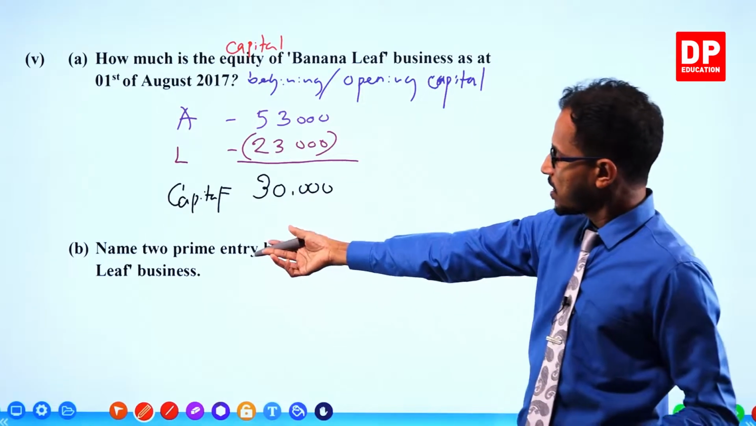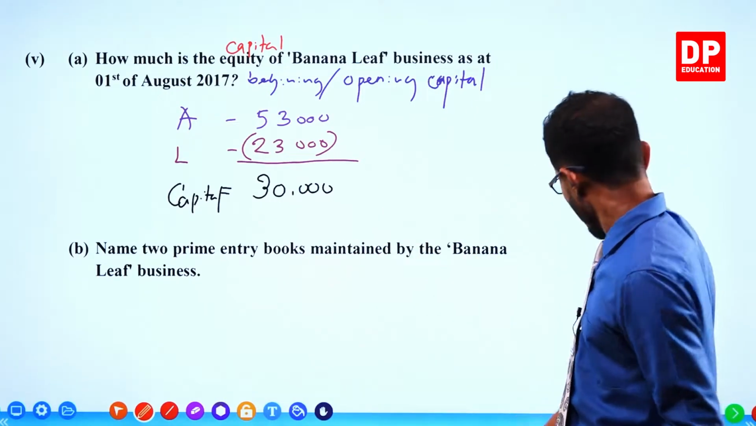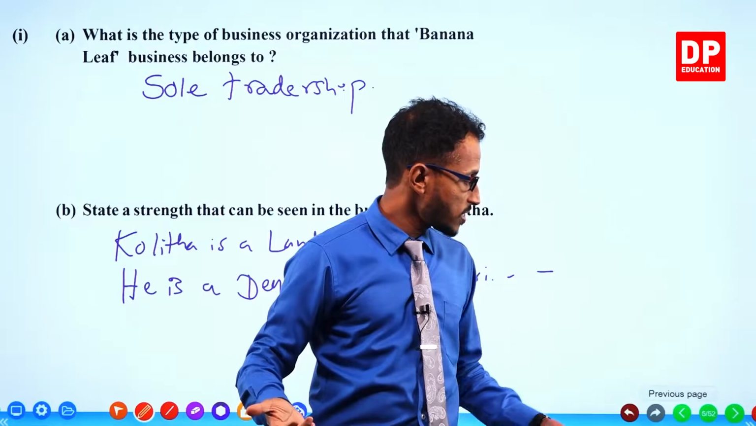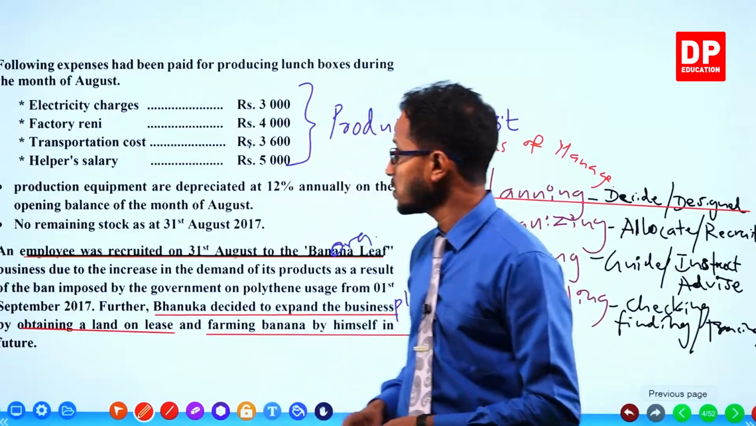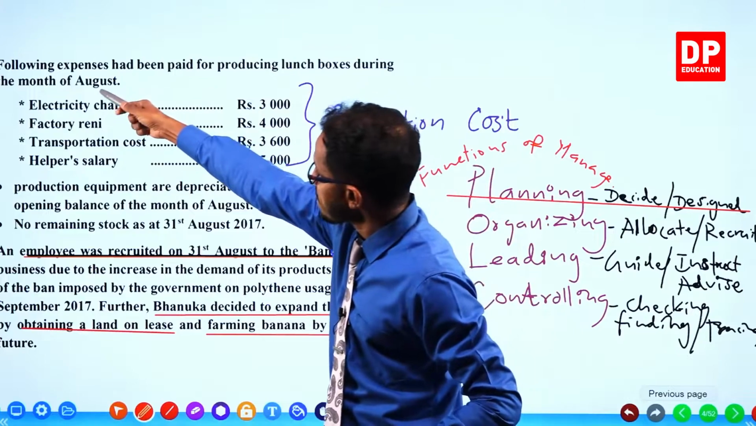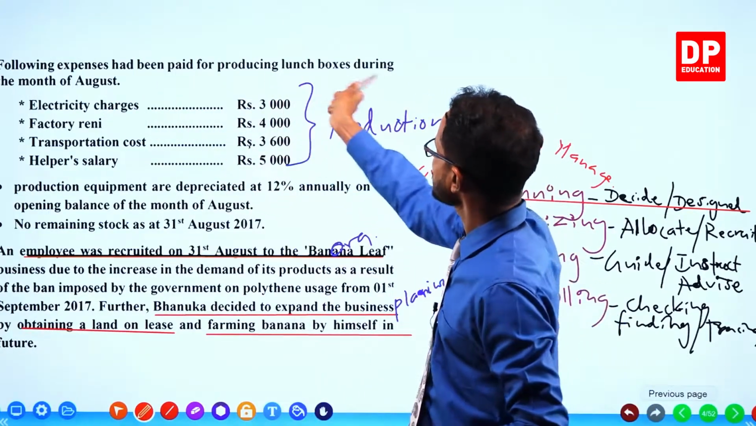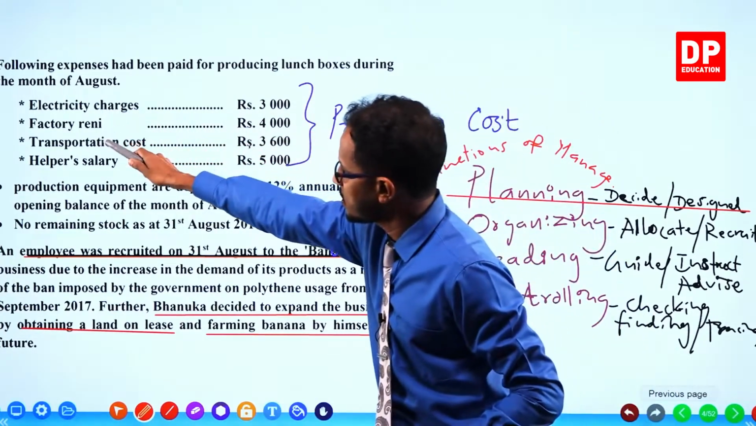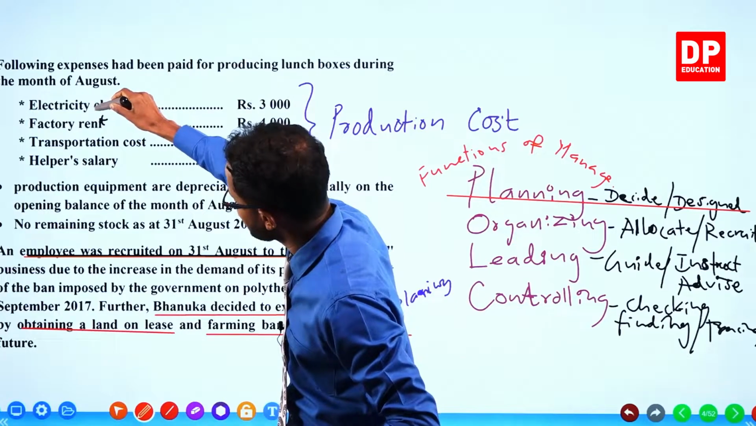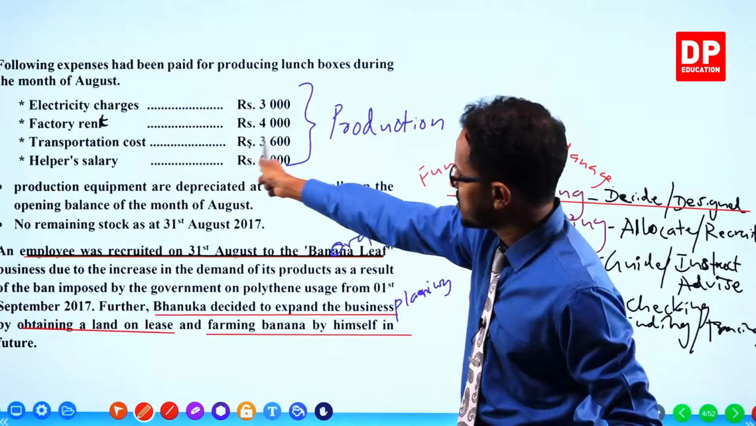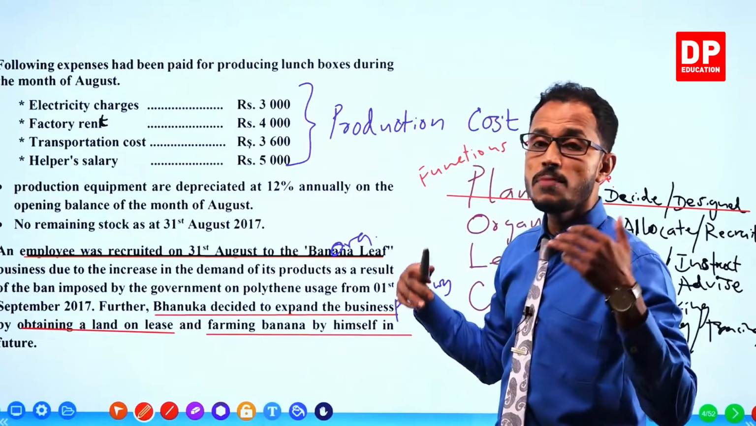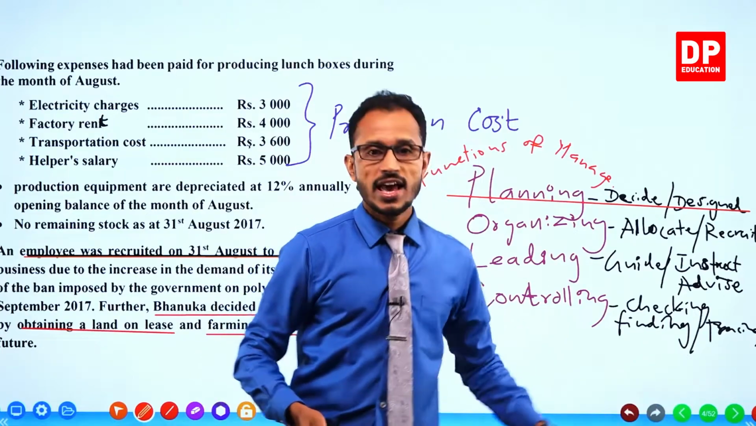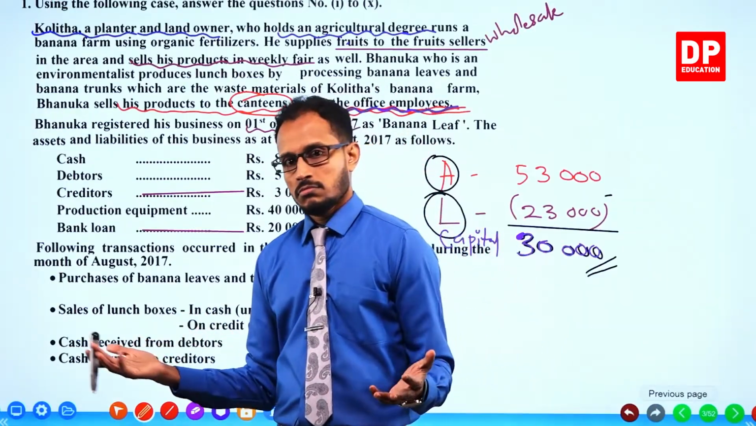Done. B part. Name 2 prime entry books maintained by the banana leaf. Oh, prime entry books. You must go and see what are the transactions which occurred in the business. The following expenses had been paid for production: electricity charges paid, rent paid, transportation costs paid, helper salary paid. Every payment goes to the cash book. Cash payments, so cash book. That's a prime entry book.